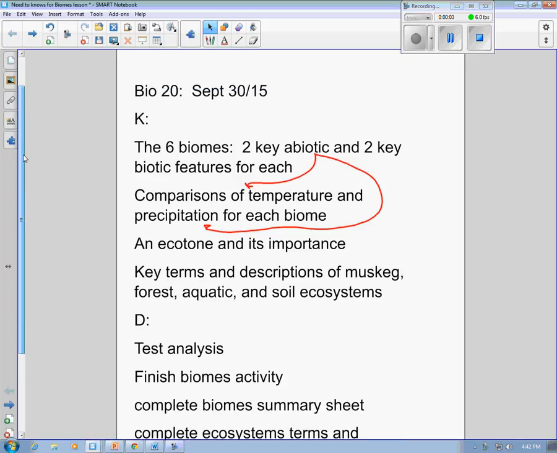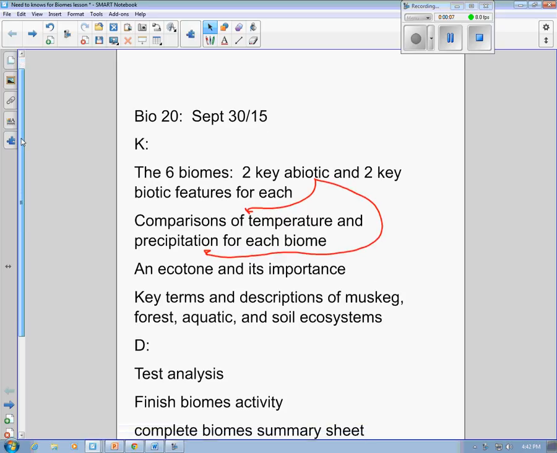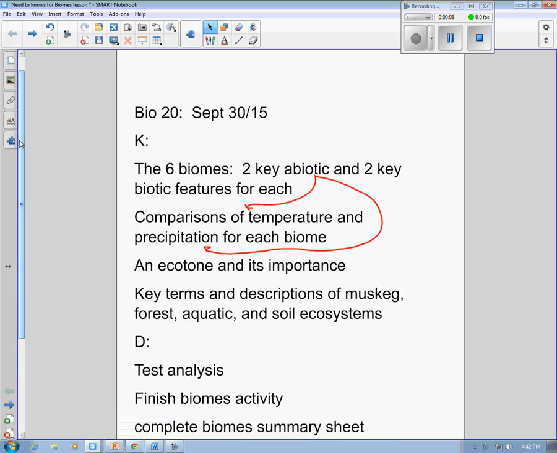Good afternoon. In front of you, you have the need to knows and what we're going to do for the Bio 20 class, September 30th, 2015. We're basically going to finish up our talk on biomes here, and so the whole notion of the 6 biomes, what are they, but more importantly for you to try and figure out what 2 key abiotic and 2 key biotic features there would be for each.